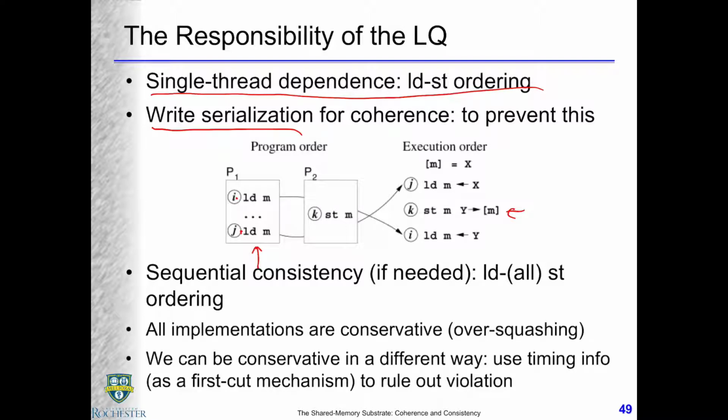So all of the implementations are somewhat conservative. They over squash a little bit to make sure you're never wrong. You may lose performance a little bit. It's just the way you're being conservative is different. Okay, the way you're over squashing is different. So let's think about this.